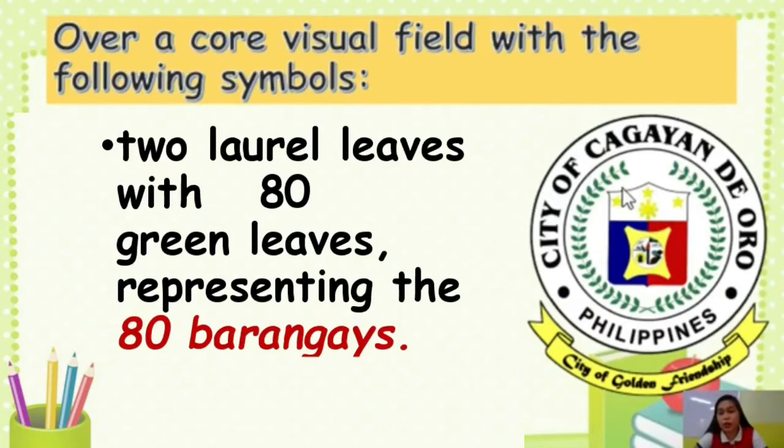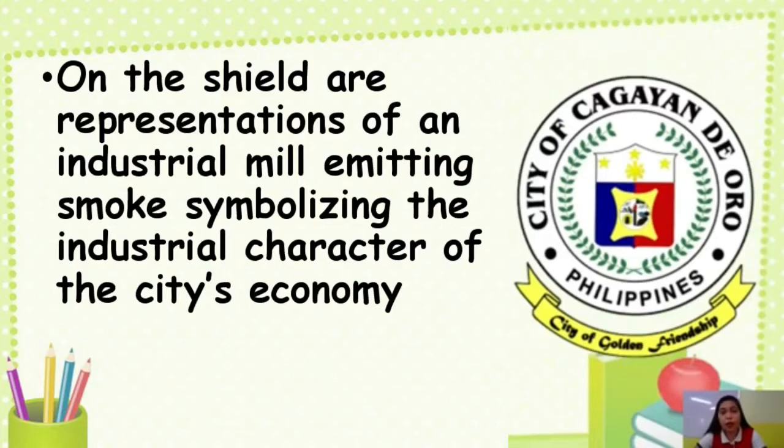As you can see, there are 2 laurel leaves with 80 green leaves representing the 80 barangays, and the colors of the Philippine flag as background to a golden shield representing the city's commitment to nation building. And on the shield are the representation of an industrial mill emitting smoke, symbolizing the industrial character of the city's economy. There is a bridge, an airplane indicating the city has an airport, and an ocean liner signifying that the city is a port of entry and is considered the gateway to Mindanao.